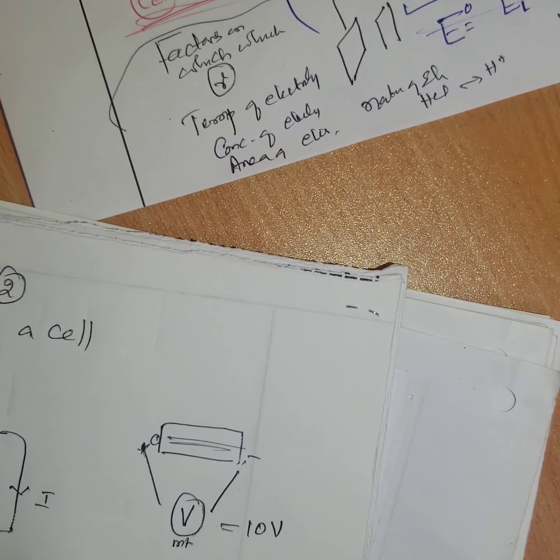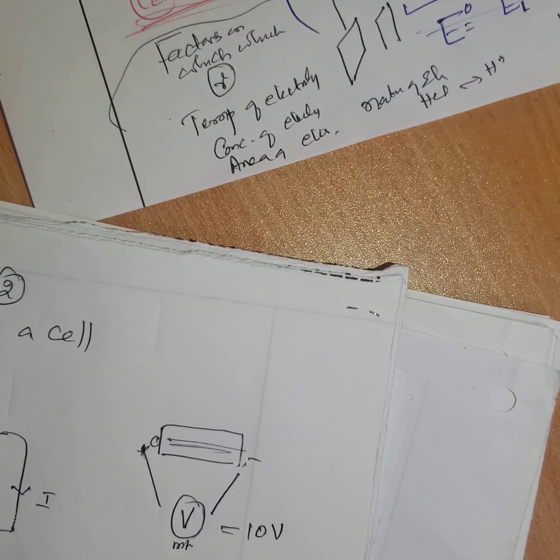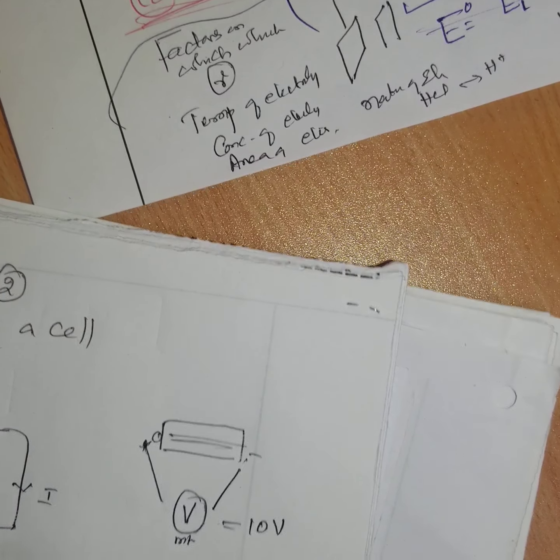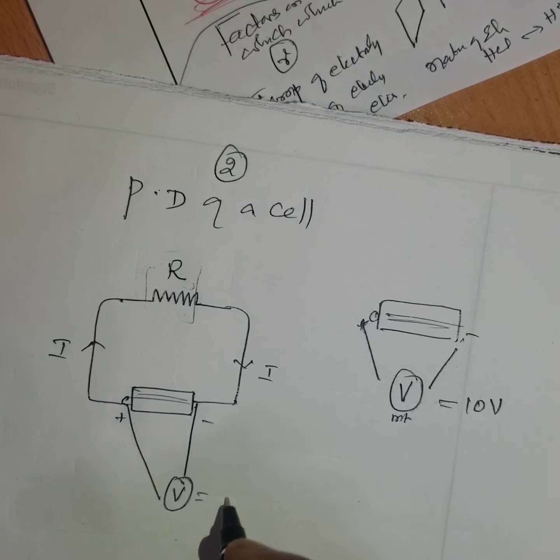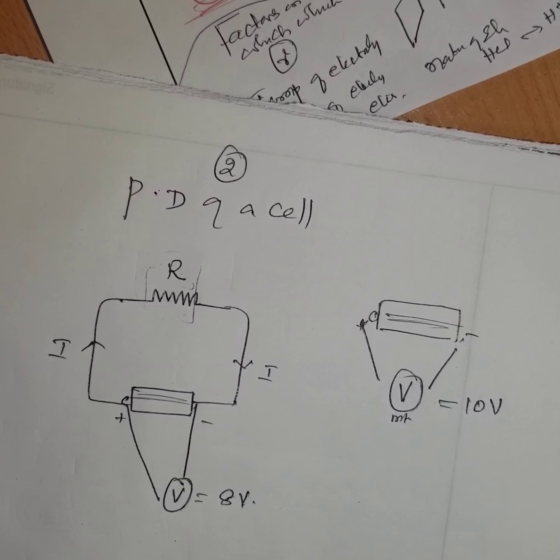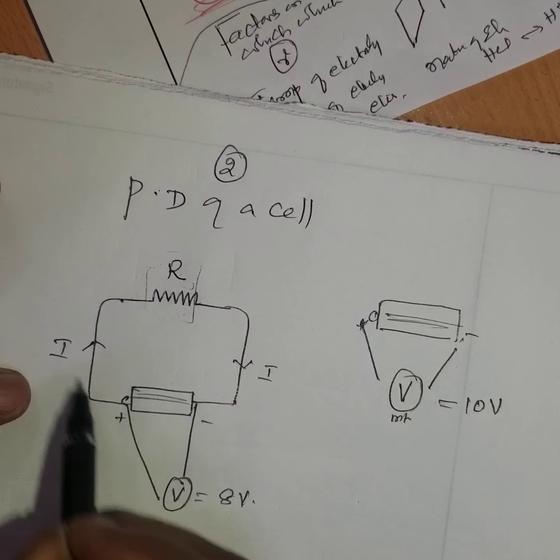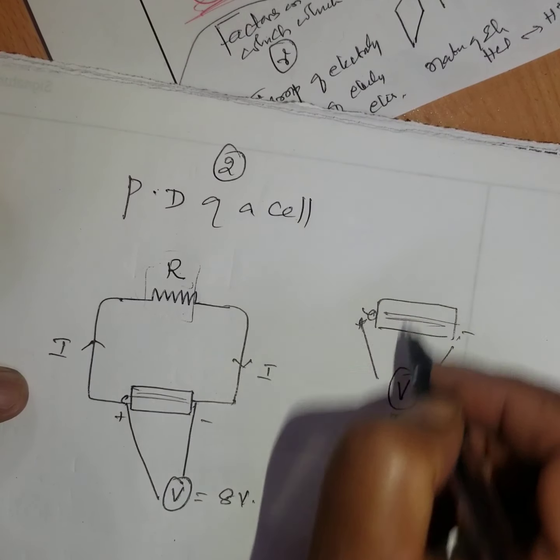Now after that, I will connect the voltmeter. Now the same voltmeter, what does it show? If I connect that same voltmeter, it shows 8 volt. What will happen? This is a closed circuit. This is the open circuit. This is called open circuit.